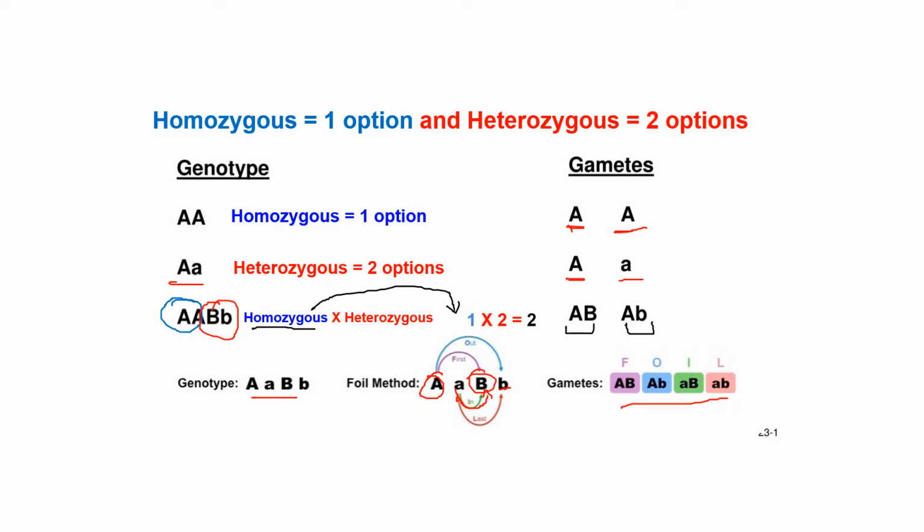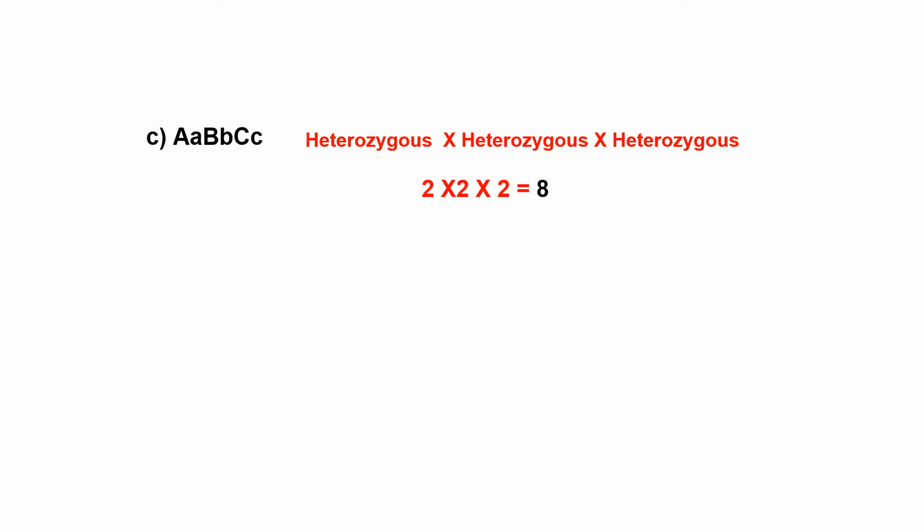The problem is, as I said, when you start having more genes. So for example, here, to make the foil would be more complicated and take more time. However, if you just use the formula that I taught you, it's pretty quick. So now you have three heterozygous. Super easy. You multiply 2, 2, 2, because you have 1, 2, and 3 heterozygous. So you just multiply this, and the option is 8.